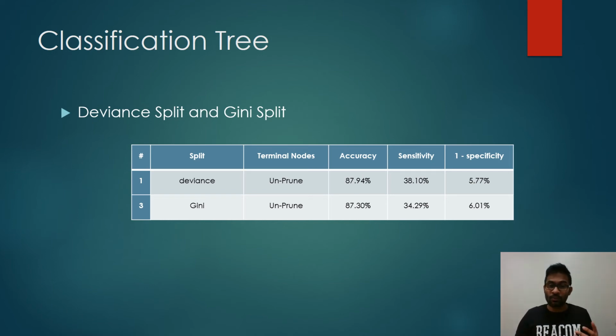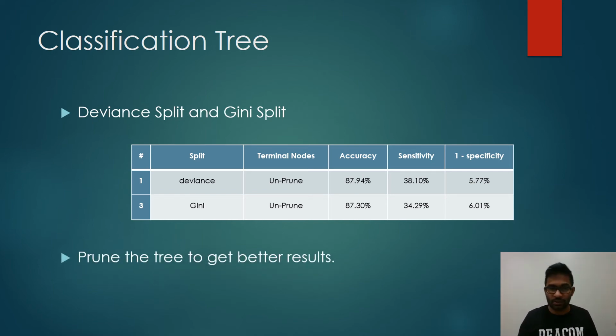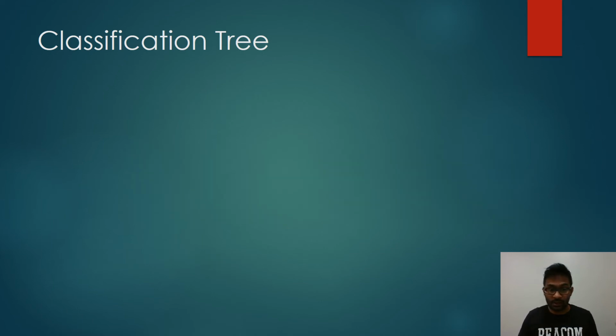Well, it's not good, and why is it not good? Because it was unpruned. So what I did was I pruned the tree to reduce its complexity, and that helps me to reduce overfitting. So yes, first start with the deviance split.